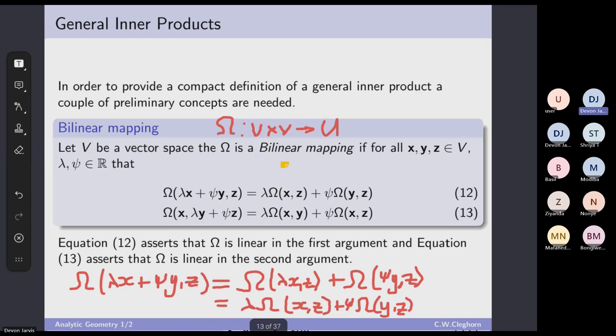All right, so that is the dot product, but there are a bunch of general inner products. And in order to provide a compact definition of a general inner product, a couple of preliminary concepts are needed.